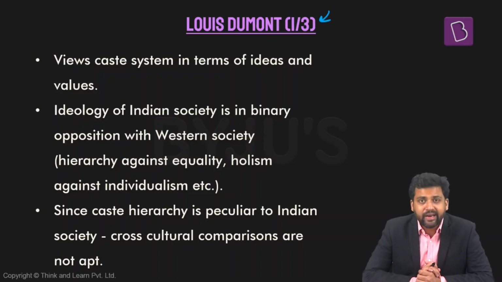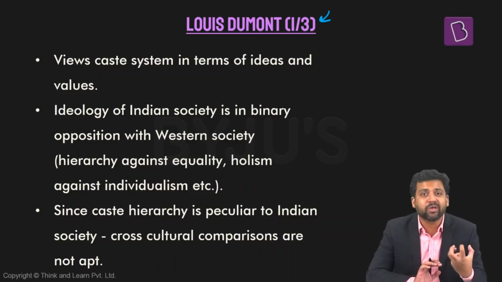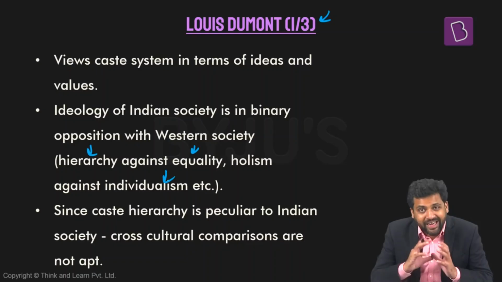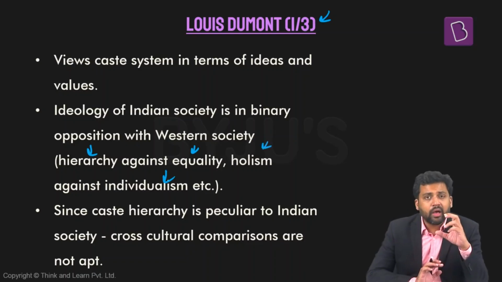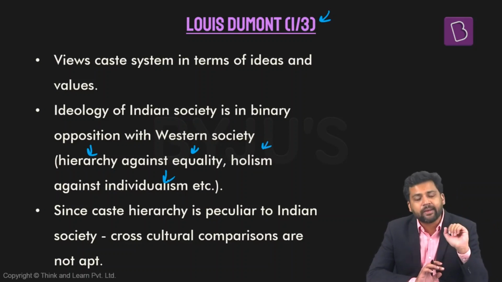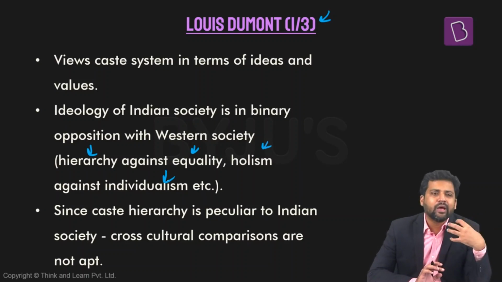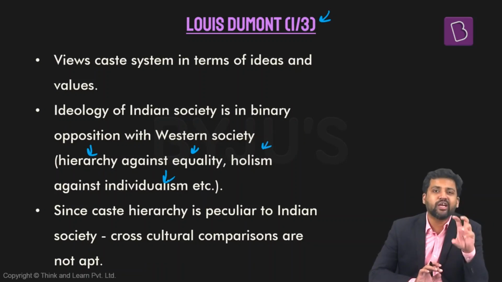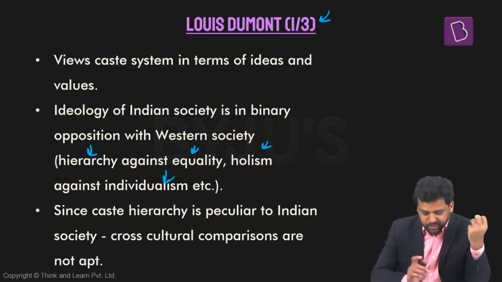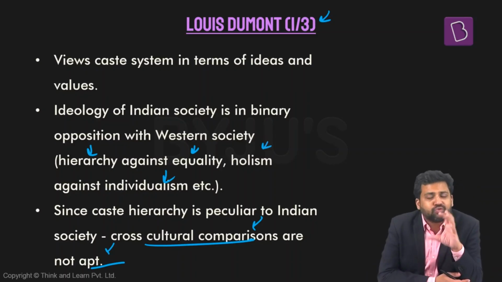For example, Indian society might value something like hierarchy. A hierarchical arrangement might be considered to be good. But Western society will not necessarily look at it in a positive light. Western society might value equality and individualism, while Indian society might give importance to the whole. So the underlying values are different. What should be valued and what should not be are different. Which implies that you should not compare the elements of Indian society on the basis of metrics prevalent in Western society. Indian society should be looked at through the lens of what is important in Indian society. All this implies that cross-cultural comparisons might not be valid. So this is what Louis Dumont says.